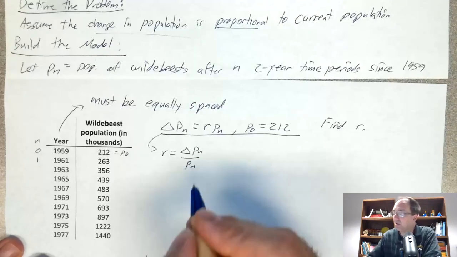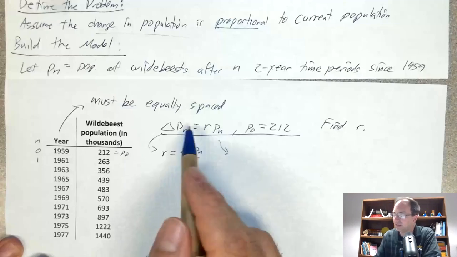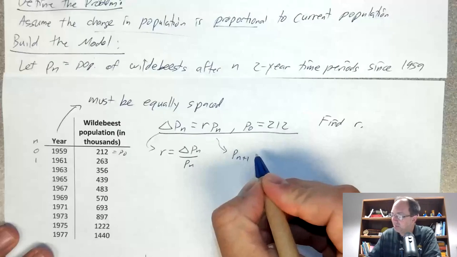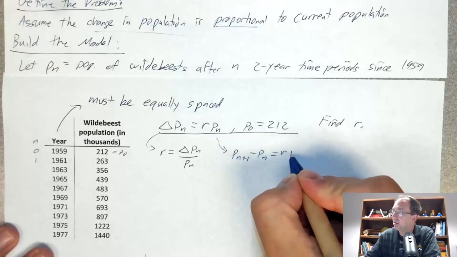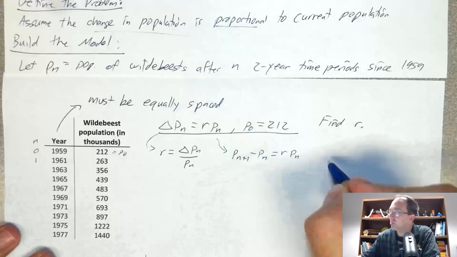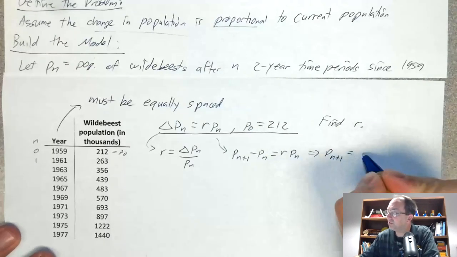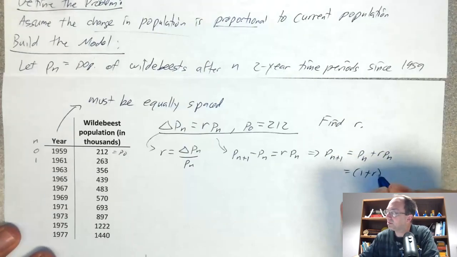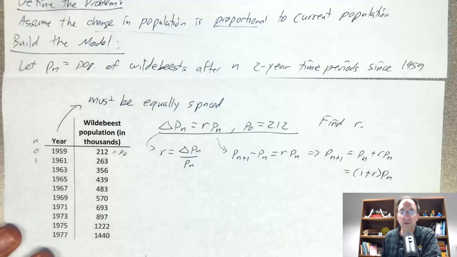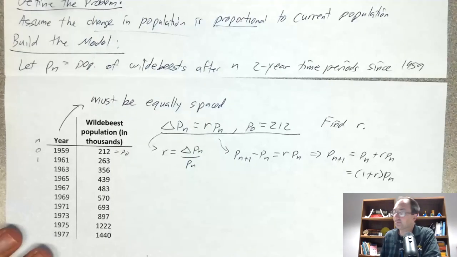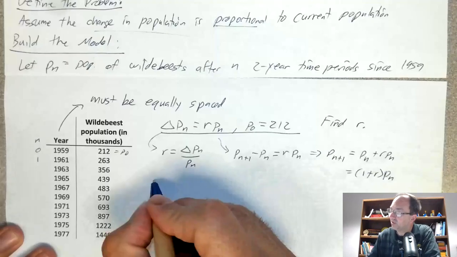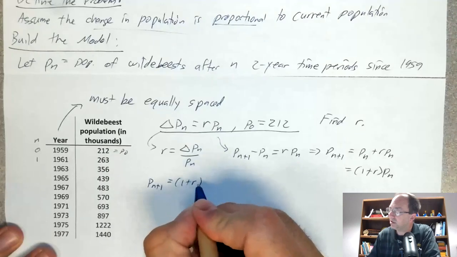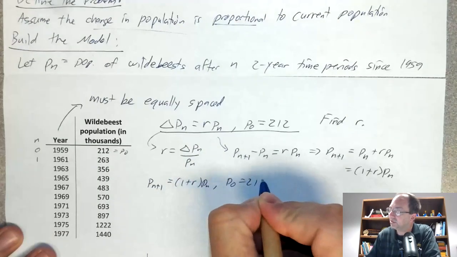Once we get that constant, we can work out a formula for our model, because this is not yet a useful final answer. It's easier to think of it as delta P sub n, P sub n plus 1 minus P sub n, is equal to R times P sub n, or what's the same thing, P sub n plus 1 is equal to P sub n plus R times P sub n, or finally, 1 plus R times P sub n. So this will be our model. Overall, our model is P sub n plus 1 equals 1 plus R times P sub n, with P0 equaling 212.